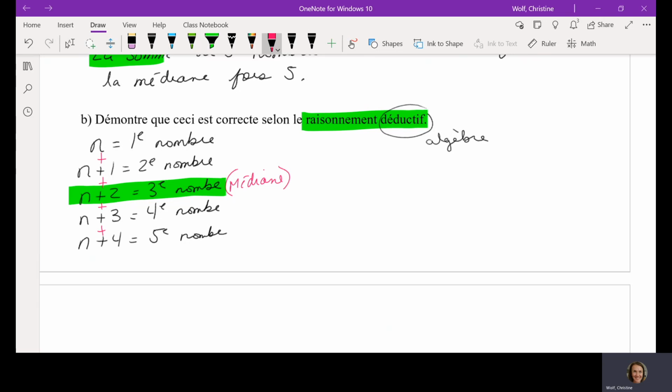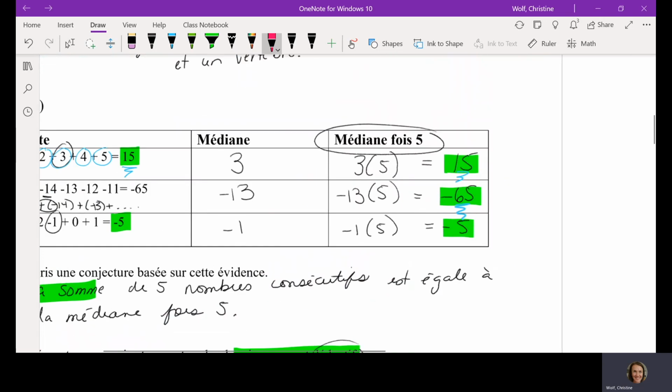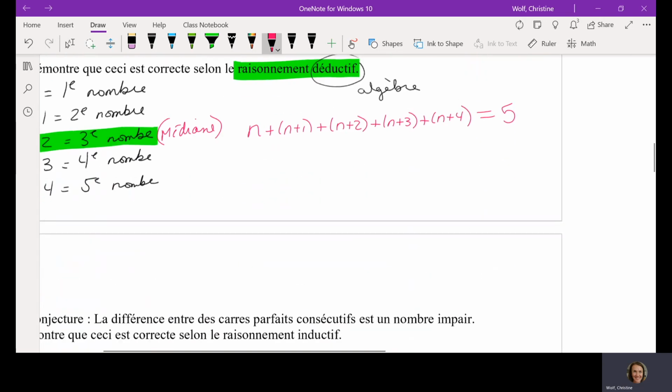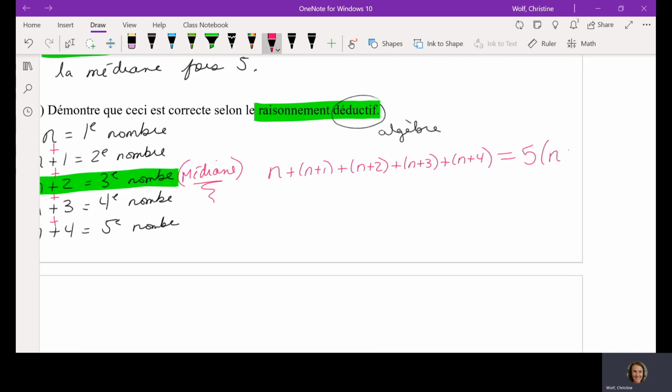La somme de tous ces nombres, so n plus 1, plus la prochaine, n plus 2, plus la prochaine, n plus 3, plus la prochaine, n plus 4. So there's my 5 numbers added together. Est égal à 5 fois la médiane. That's what my column says, right? 5 fois la médiane ou la médiane fois 5. So 5 fois la médiane et j'ai indiqué ici laquelle est médiane. So c'est 5 fois la médiane qui est le n plus 2. So now, I want to prove this is true.